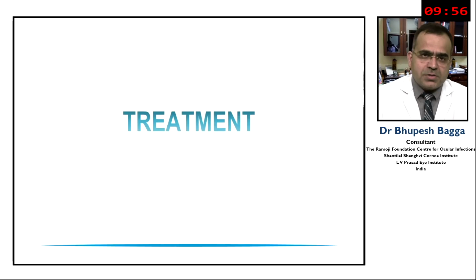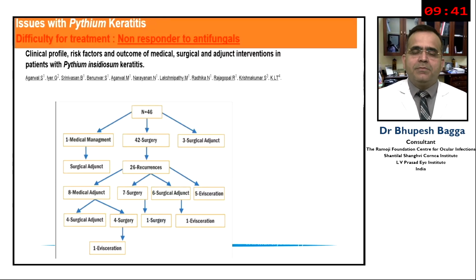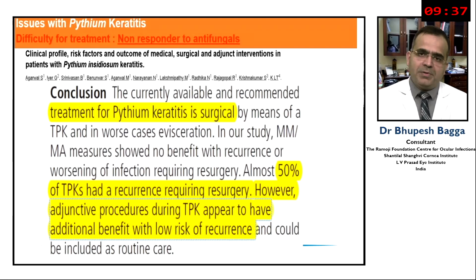Treatment was again a second challenge after making a correct diagnosis because it doesn't respond to antifungals, as has been observed in various studies that existing antifungals are not effective against Pythium infections. As observed here, out of 46 cases, 42 underwent surgery, keratoplasty, and of those, 26 actually recurred. And the results of those are not that great.